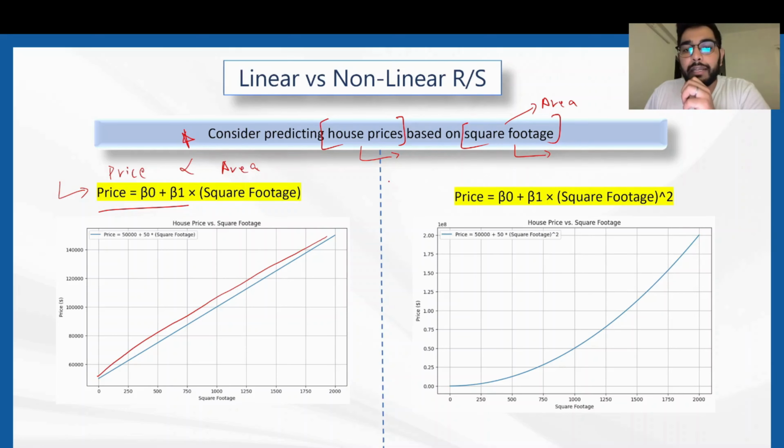But on the right hand side, if the relationship was not linear, that is, the price was proportional to the square of the area, I need a function that can help understand this particular pattern and understand that the relationship between price and area is not linear. I cannot do it using a linear regression. I need a function that can help me understand this particular pattern, which is non-linear in nature. This is where activation functions come into the picture and help capture such complex dependencies between the target and the features.